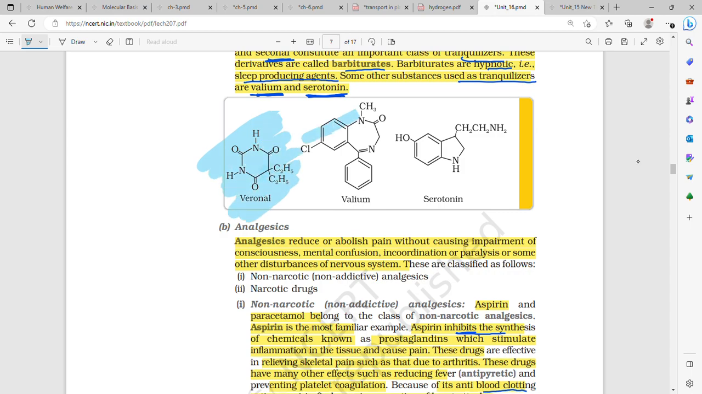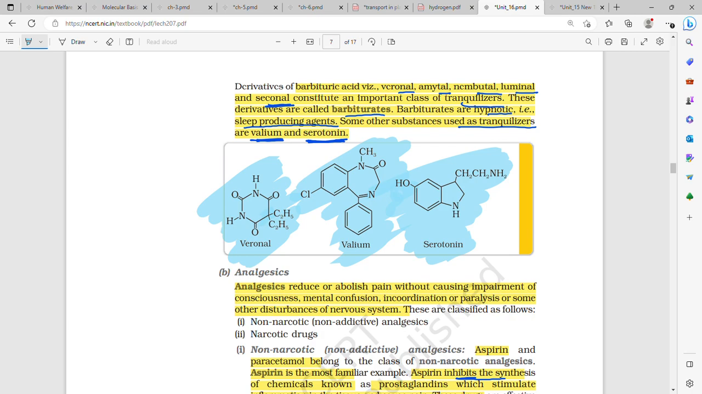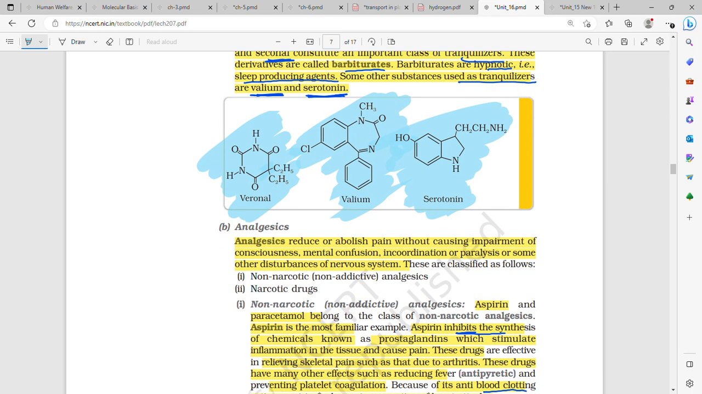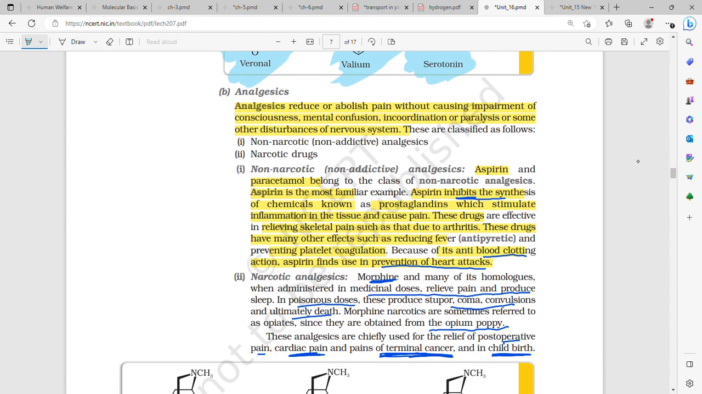Veronal, seconal, nembutal, luminal, amytal, these are all barbiturates and they are hypnotic or sleep producing agents. Now analgesics.